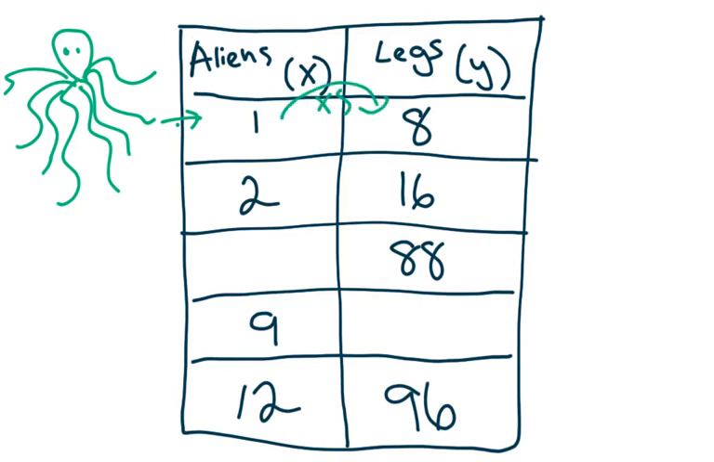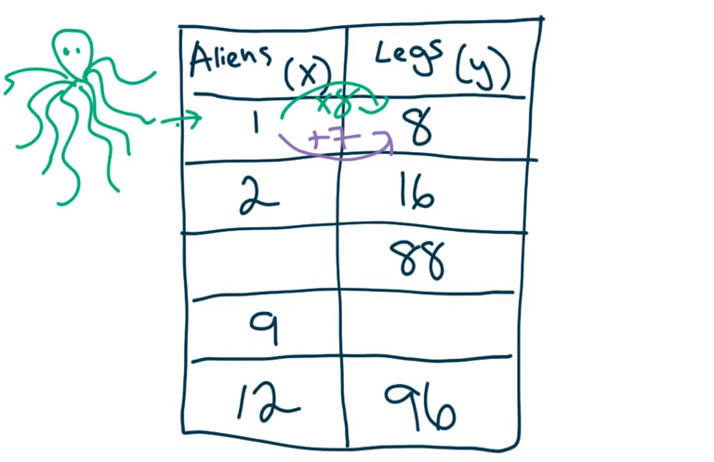1 times 8 equals 8. That would be our multiplicative relationship. Or 1 plus 7 also equals 8. You have to check both of them before you can decide if you are multiplying, dividing, or adding and subtracting.